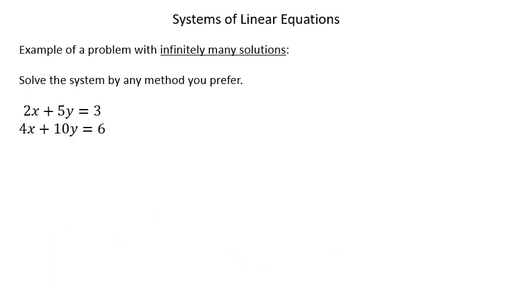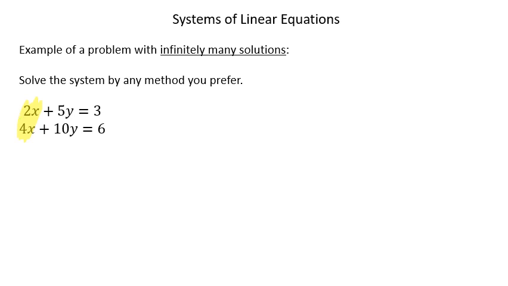Now, last one I want to do, solve the system by any method you prefer. I think in this one I'm going to use elimination. So let's eliminate the x's. All right, 2 and 4. So 4 is a multiple of 2, so I can multiply the first equation.